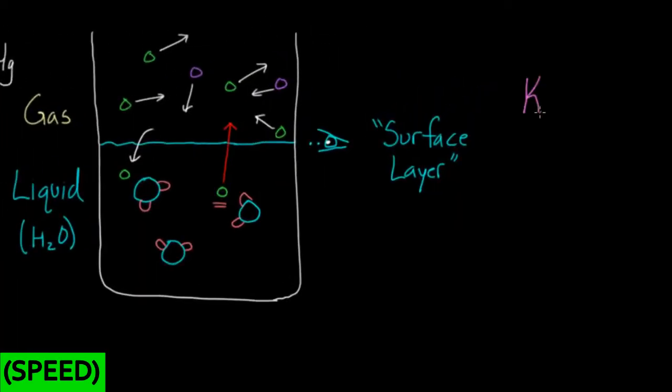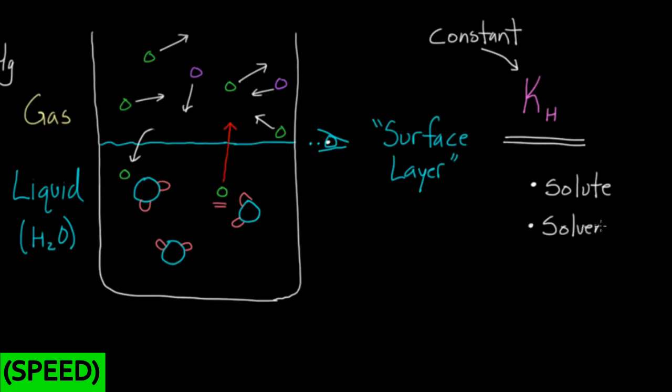But it turns out you can actually look up in a table this value called K with a little h. And this K with a little h is just a constant, a constant value that's listed on a table somewhere. And this K sub h is going to take into account things like, which solute are we talking about? When I say solute, you basically can think of these green molecules. Is it a green molecule or a purple one or a blue one? What exact solute are we talking about? And what solvent are we talking about? Are we talking about water, or is it dish soap, or ethanol, or some other liquid that we're worried about in this case? And finally, what temperature are we talking about?